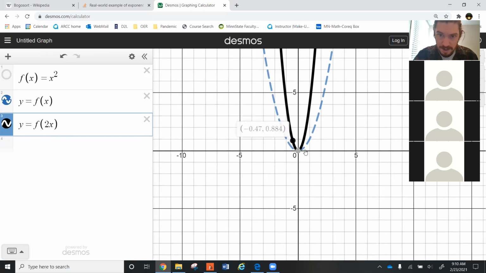What just happened to this graph? How is this graph different from the previous graph? It looks like it's sort of stretched out, maybe, or perhaps scrunched down. You can't really tell. It could be interpreted either way.